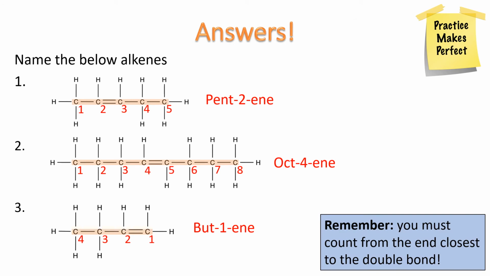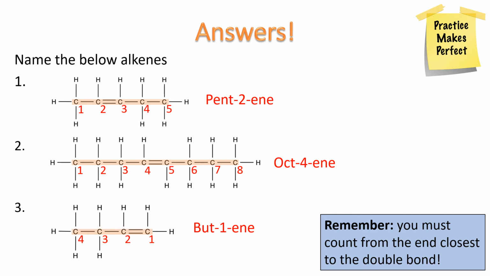Okay, here are our answers. So number 1 is pent-2-ene. We've got 5 carbons in a row, and the double bond starts on carbon 2. Number 2 would be oct-4-ene. There's 8 carbons in a row, and the double bond starts on carbon number 4.